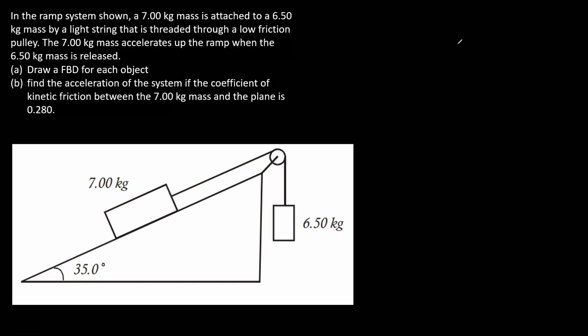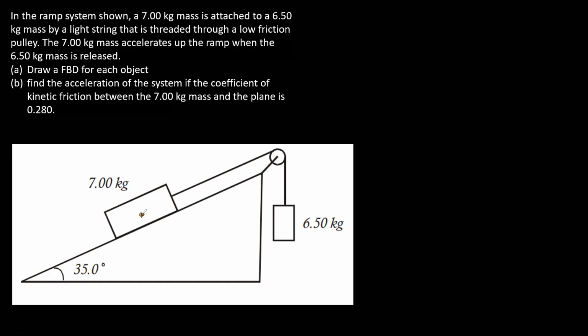Draw a free body diagram and find the acceleration if the coefficient of friction between the 7 kilogram mass and the plane is 0.28. This problem has it all. It's got ramps, it's got Atwood, it's got friction, it's got something for everyone. So let's draw the free body diagrams.